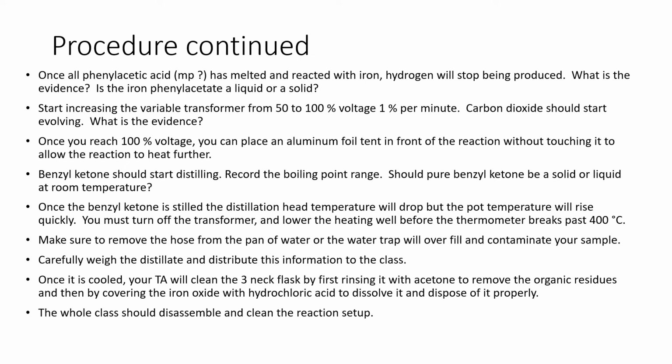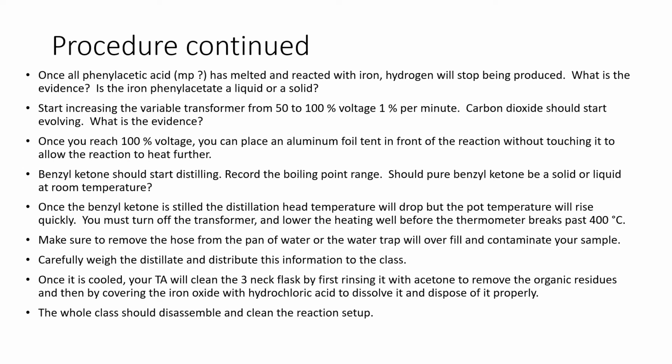And again, to go with the second step, you will need to increase the transformer from 50 to 100% voltage at 1% per minute increase, and then you'll see the carbon dioxide coming out. Again, try to notice what the confirmation evidence is to say that the carbon dioxide is evolving. And once you reach the 100% voltage, you can cover the round bottom flask with aluminum foil to initiate heat transfer, but please do not touch the surface of the round bottom flask with the foil, as it will abruptly change the heat increase in the flask.